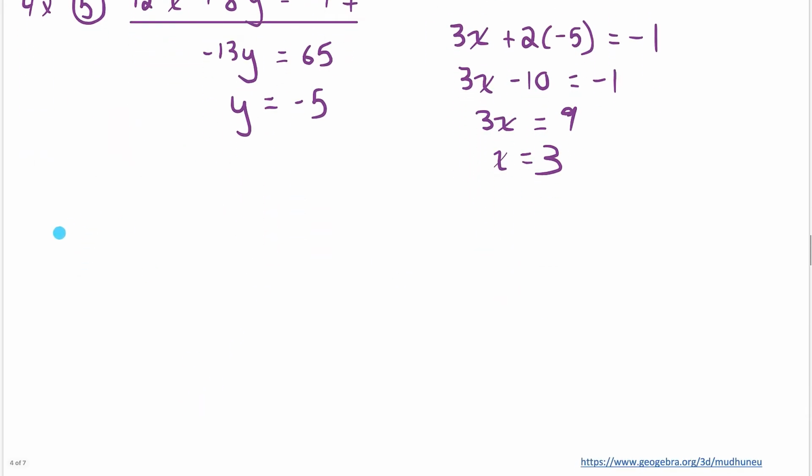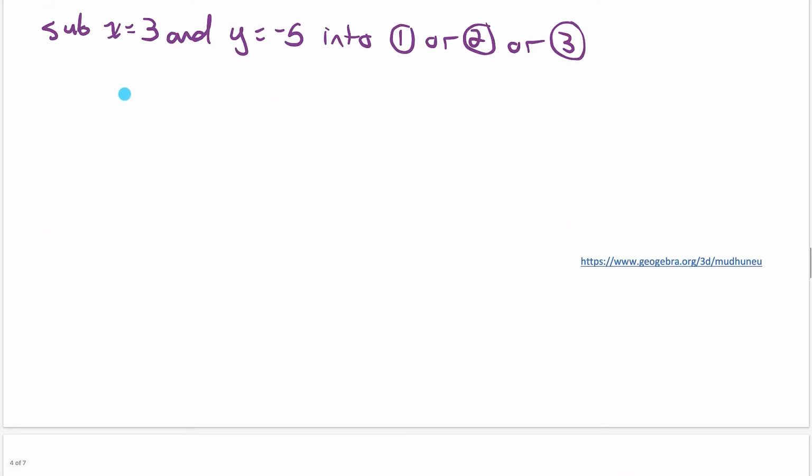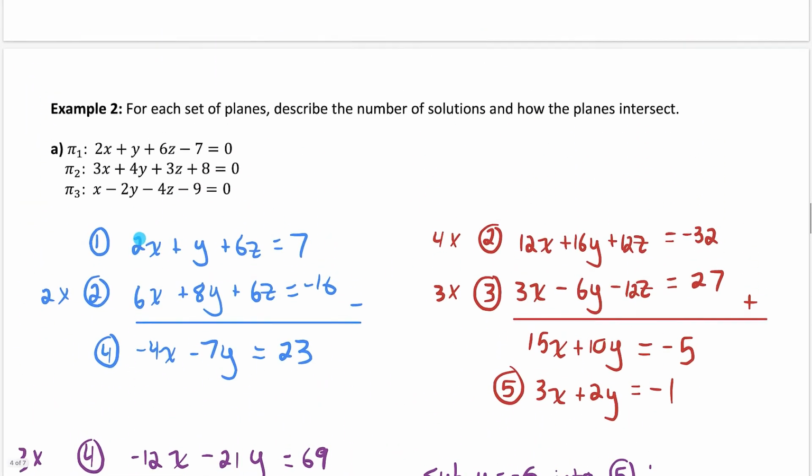So let's make a note of what we're doing last. We will sub x equals 3 and y equals negative 5 into equation 1 or 2 or 3. I'll sub it into equation 1. Equation 1, I think, was 2x plus y plus 6z equals 7. Let me just double check that. Yeah.